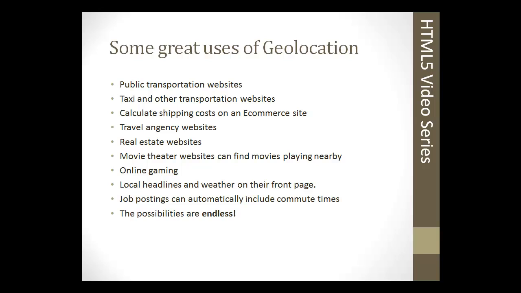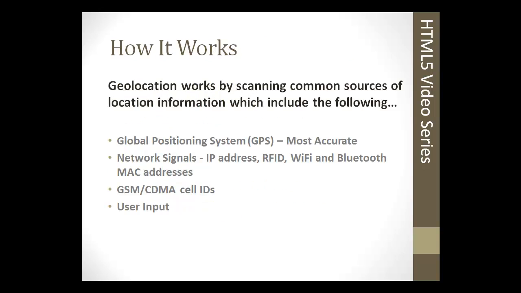Online gaming, local, this is another obvious one, local headlines and weather. Obviously you want the headlines and the weather around where you are, and geolocation allows them to do that automatically without you having to search and input your city or state or so forth. Job postings, and they can automatically include commute times and transportation times. And this is just some of them. I mean, there's endless possibilities, and there's countless number of websites you could use this for. Very, very useful. So how does it work?